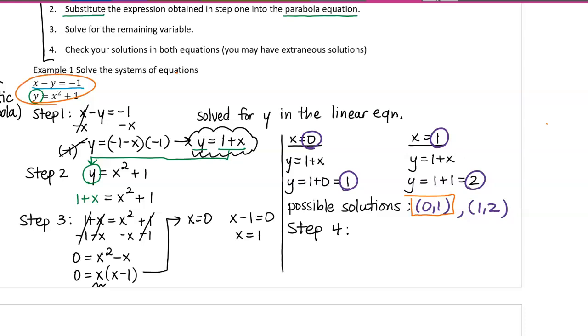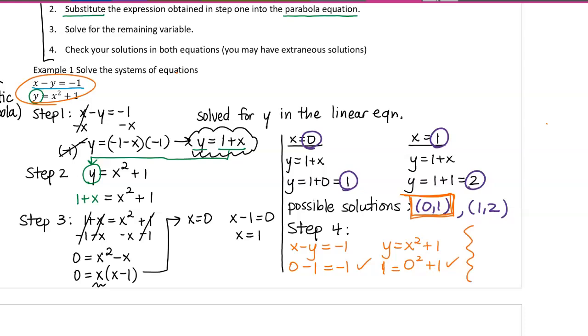So I'm going to replace the x's with 0 and the y's with 1. So in the equation x minus y is equal to negative 1, I'll replace x with 0 and y with 1, and that is true. In the equation y is equal to x squared plus 1, I'll replace x with 0 and y with 1, and that is also true. So (0, 1) does work, and it is a solution.